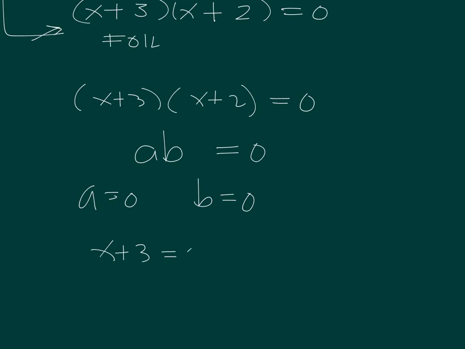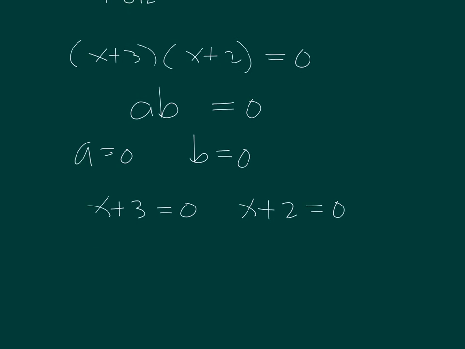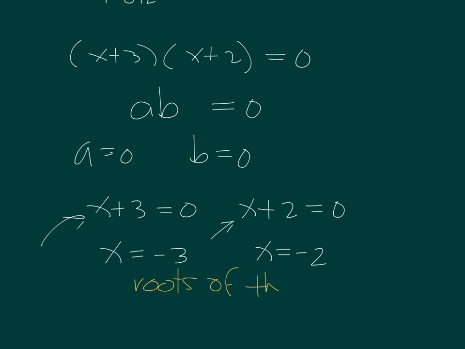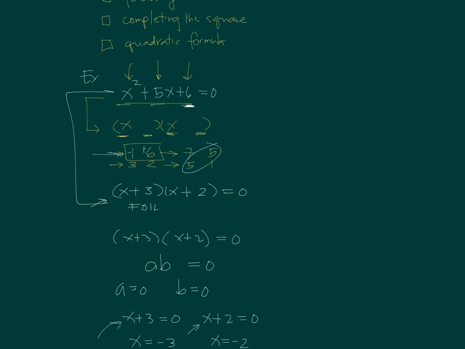either x plus 3 is 0 or x plus 2 is equal to 0, which will lead us to x equals negative 3. Solve this equation, and then x plus 2, x equals negative 2. Okay, so these values of x are what we call the roots of the quadratic equation. They are the solutions to your quadratic equation. So that's how you solve it using the method of factoring.